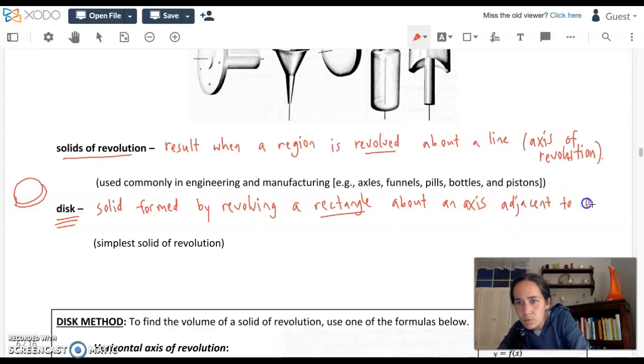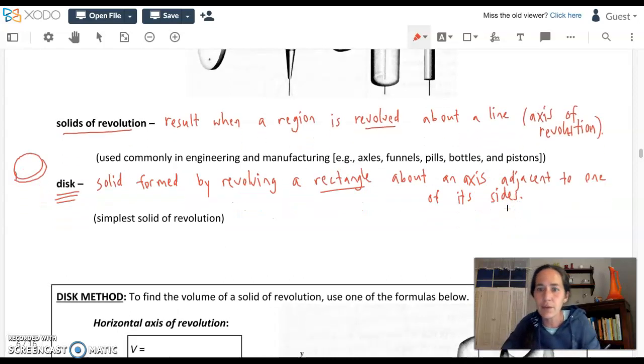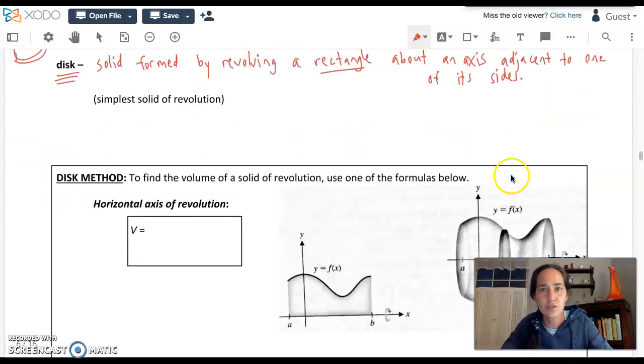to one of its sides. Okay, here's what I mean by that. One thing I can draw, I know some of these drawings might be a little bit rough today, and for that I apologize. I'm going to do my best. One thing I can draw is a rectangle. I can take a rectangle.